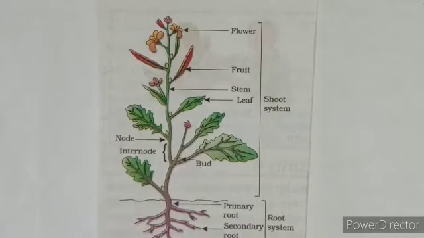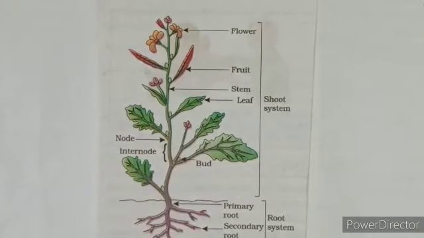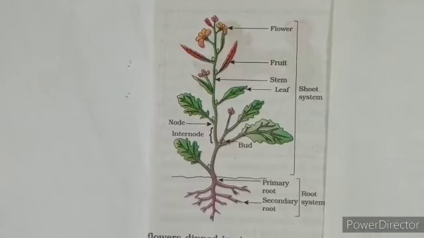And the main function of the stem is that it passes food and water to all parts of the plant. It carries water and minerals from roots and food from leaves to all parts of the plant. Students, now let's watch a small video about the stem.